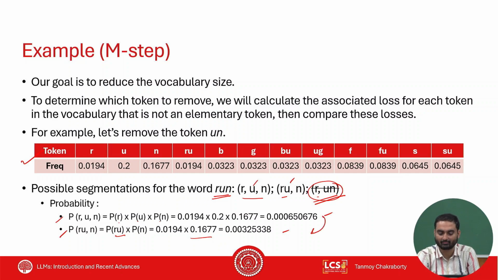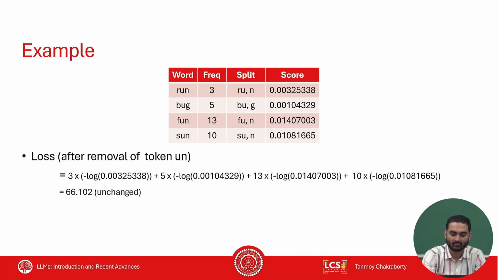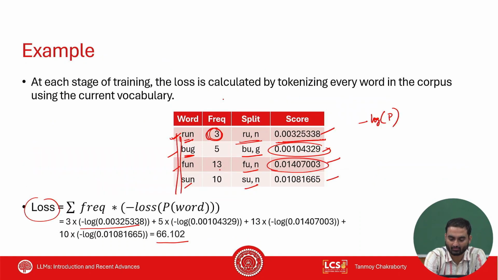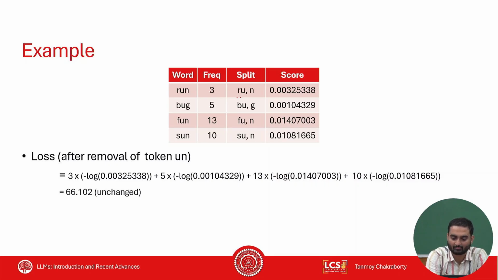Now out of these two splits, which one is the best? This is the best. So for RUN, the split that is the best at this moment is RU comma N if we remove UN. Similarly, for fun, one split could have been F comma UN, but since we removed UN, we just need to discard that option. So then maybe the best split will be FU comma N. Similarly here, SU comma N, and so on.